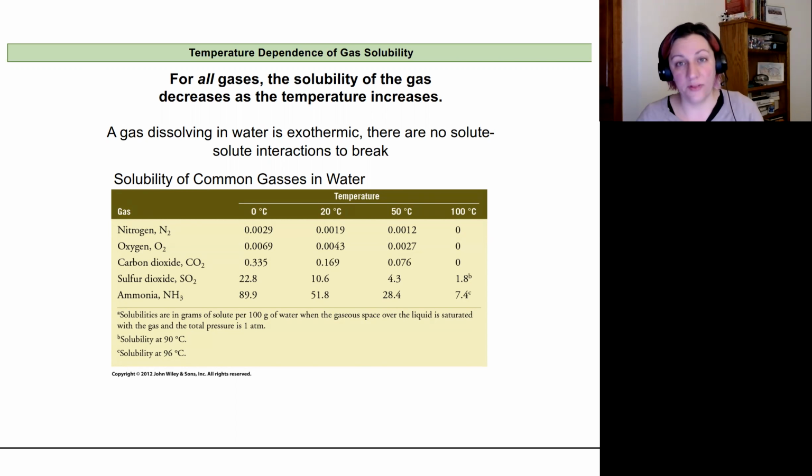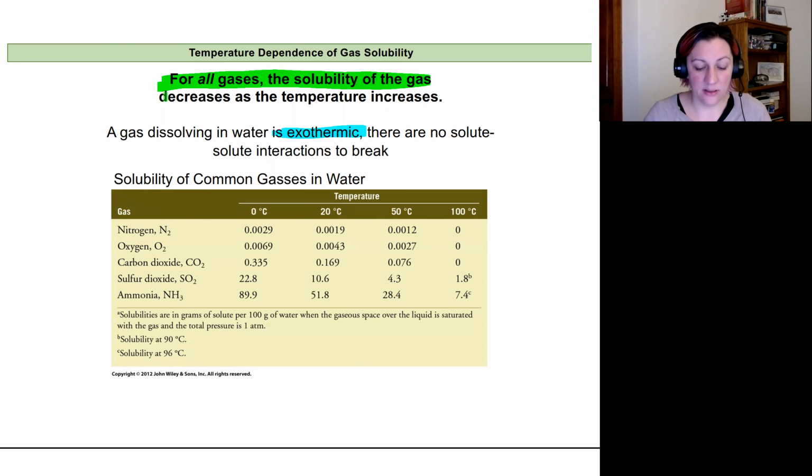So because gases dissolving in water is an exothermic process, that means for all gases, the solubility is going to decrease as the temperature increases, right? So as temperature increases, solubility goes down.